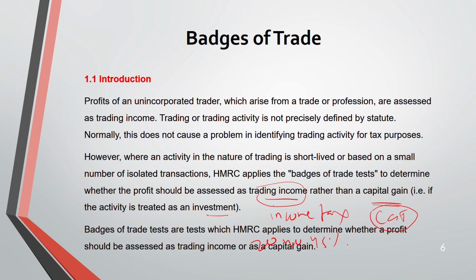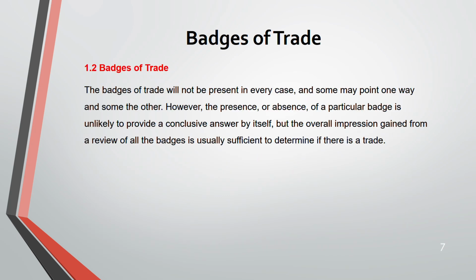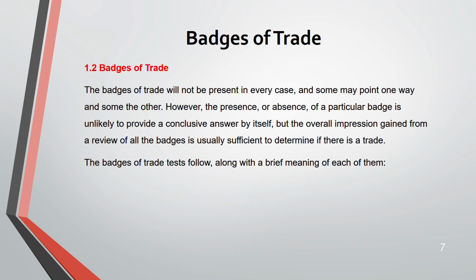So badges of trade. They are tested by HMRC whether profit is trading income or capital gain. Now, moving on to the badges of trade. Remember, you cannot come to a conclusion based on just one particular badge. There should be a number of badges. You have to see the overall picture, whether it's a trade or not. Okay, a brief meaning of each of them. So these are your badges of trade, and brief meaning is given here.